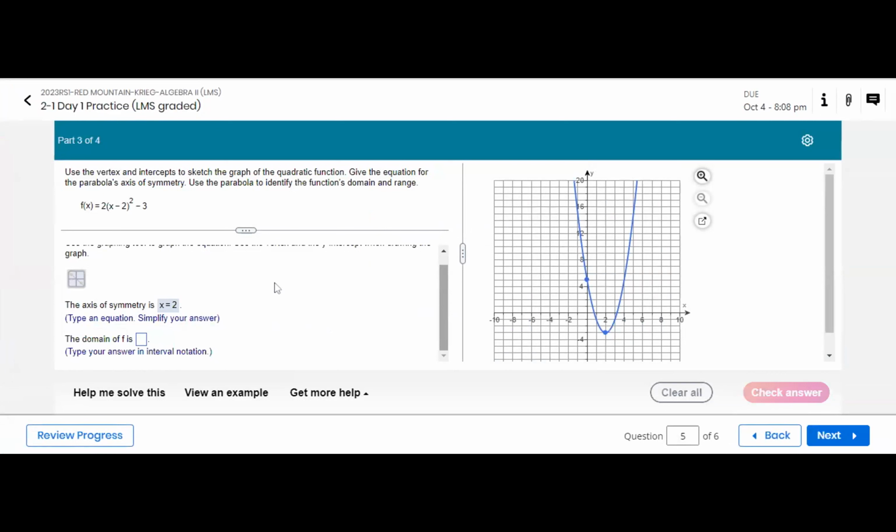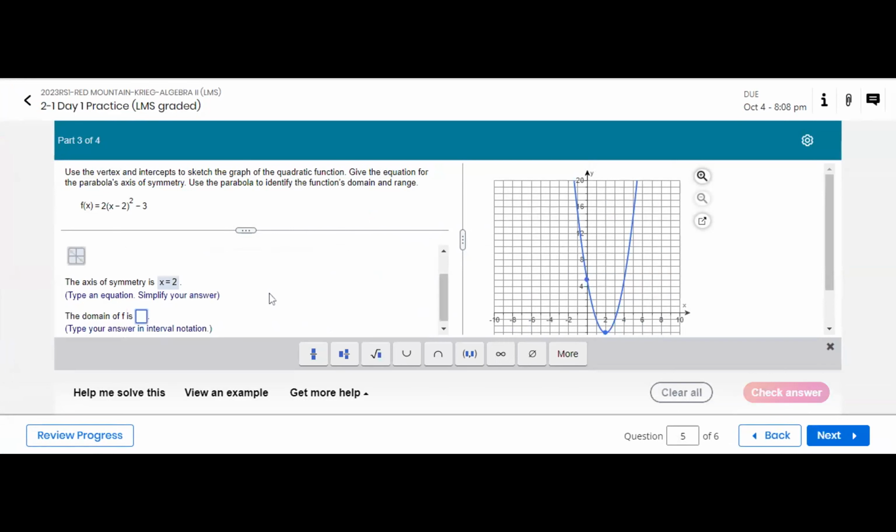Domain of F. So the domain is always negative infinity to infinity, unless otherwise stated. It's every x value. Negative infinity to positive infinity. Okay.